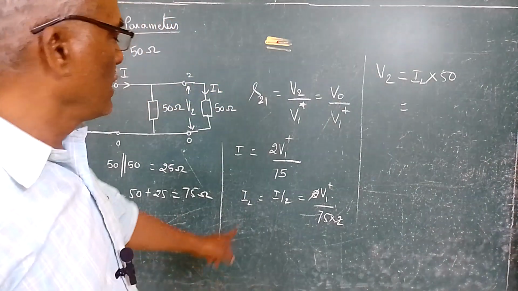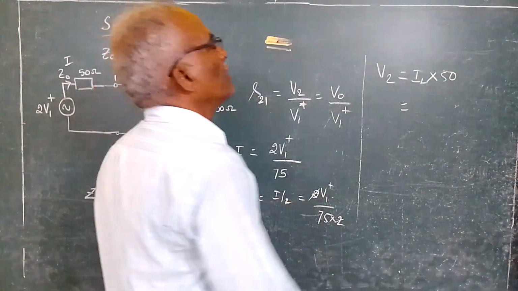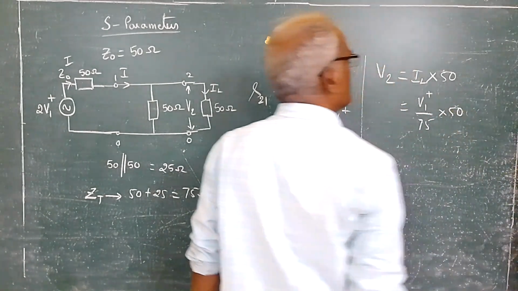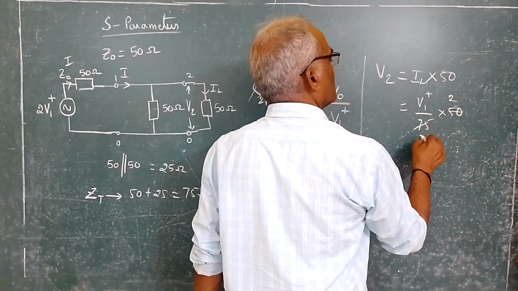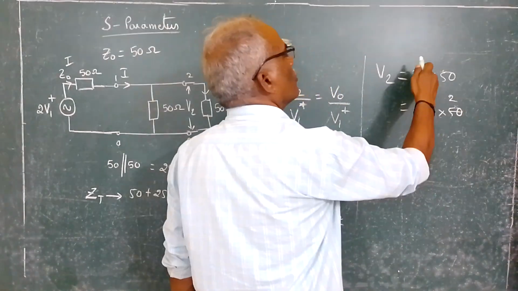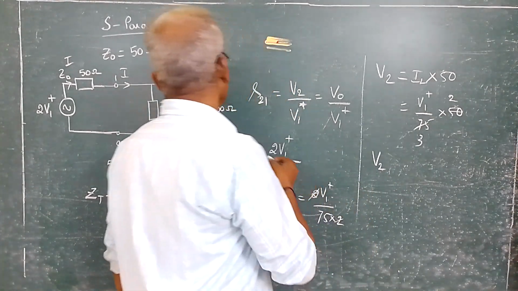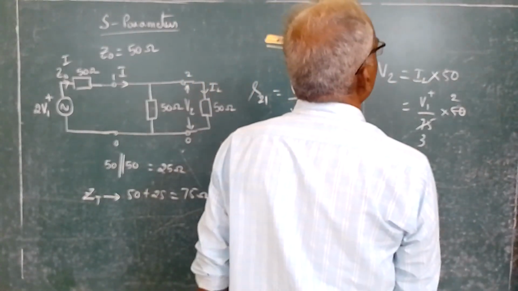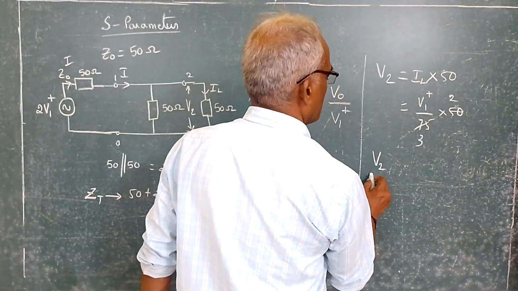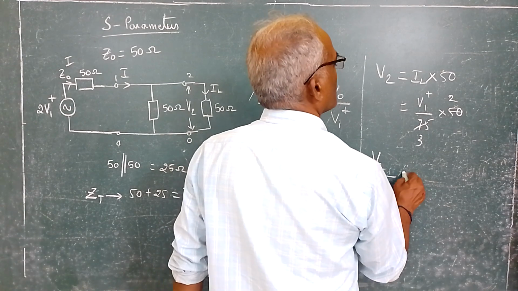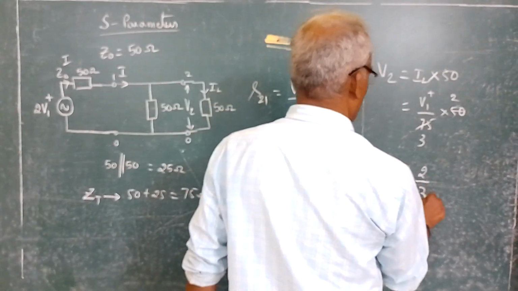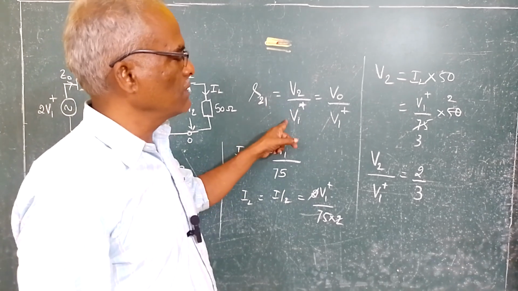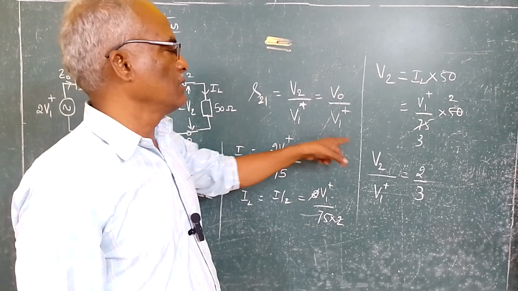So what is IL now? IL is given here, which is V1 plus by 75, into 50. So 25 twice, 25 three times. So for V2, you bring this IL, so you bring this V1 plus here. So V2 by V1 plus is equal to 2 by 3. This is what we are expecting. That is S21 is equal to V2 by V1 plus, or Vout by V1 plus. The value is 2 by 3.